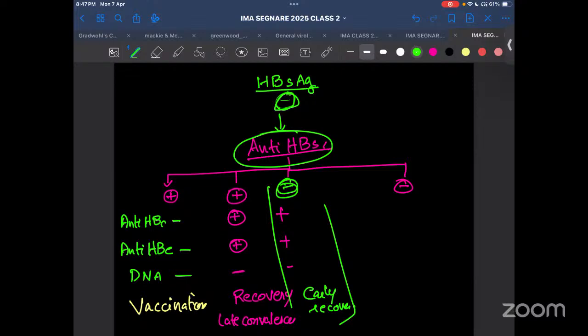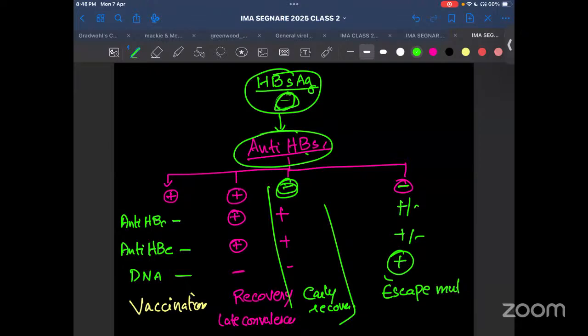But the last one, what is happening in the last one? See, HBsAg is negative, anti-HBs is negative, anti-HBc is positive, and anti-HBe is also positive. And the HBV DNA is also positive. See, HBV DNA is the most important. This is actually an escape mutant.